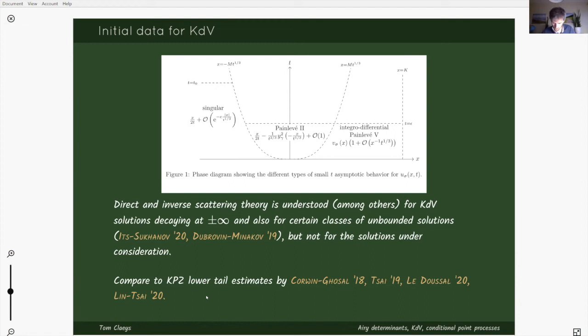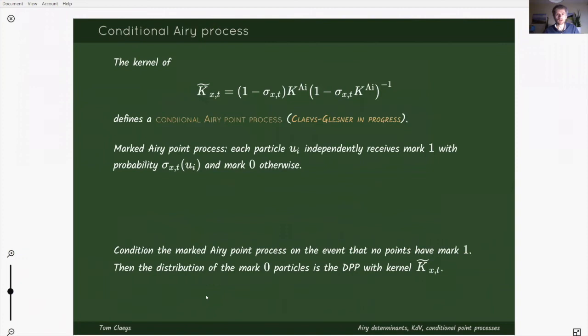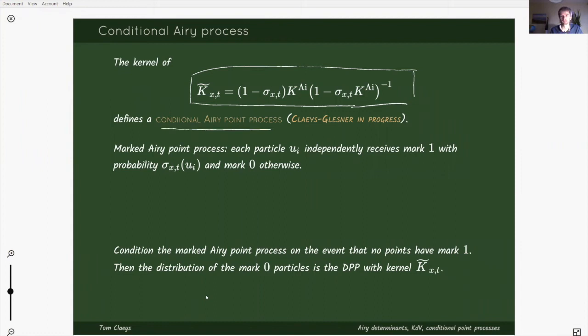So now, as promised, I will tell you something more about these kernels K tilde, or these operators K tilde. Recall that this was the way to define this operator K tilde. And the kernel of this operator is the kernel defining a determinantal point process, namely a conditional Airy point process, which you can construct as follows.